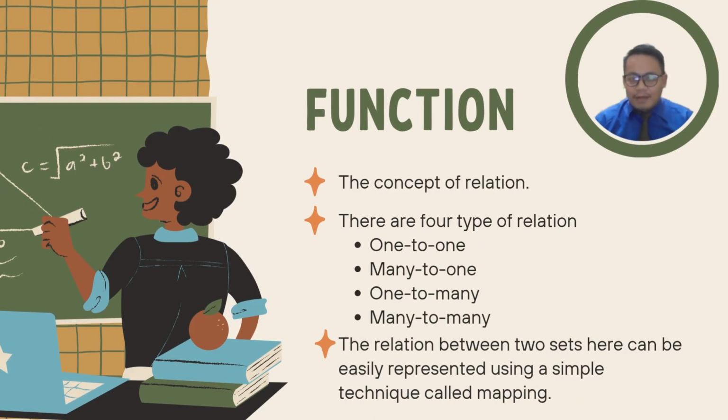Okay, next slide is introduction of function. Function is the concept of relation, and in this function there are four types of relation. First, one to one. Second, many to one. Third, one to many, and lastly, many to many. In this relation, between two sets can be easily represented using a simple technique called mapping.